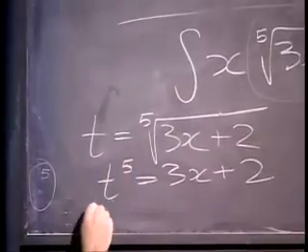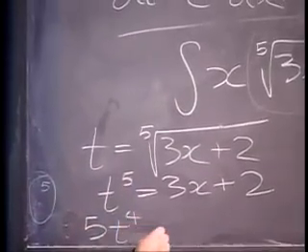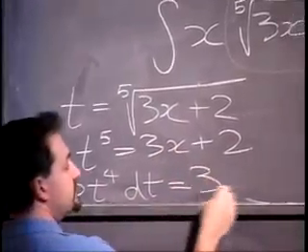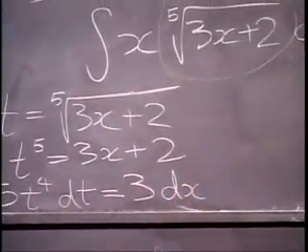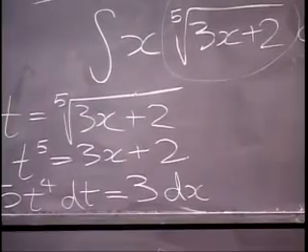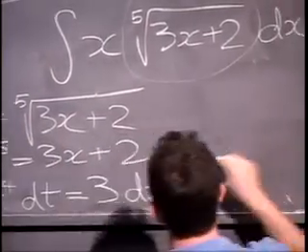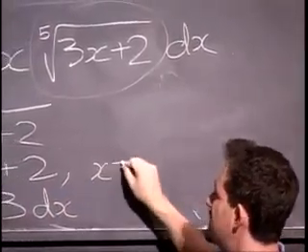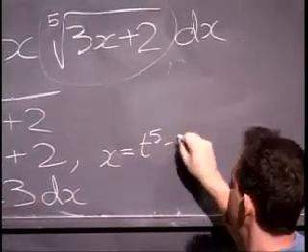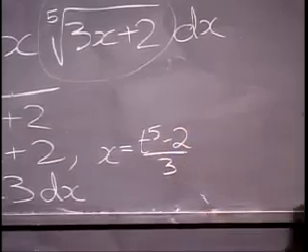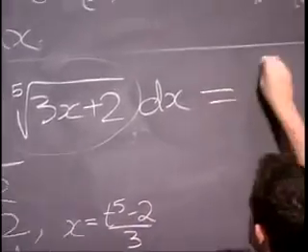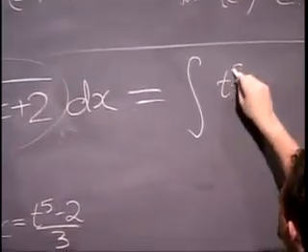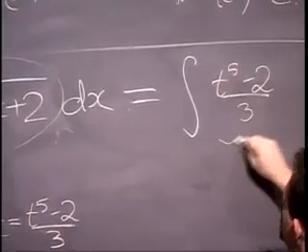The derivative of t to the 5 is 5t to the 4th dt. And the derivative of 3x plus 2 is 3 dx. That's actually allowed. So if you do this, let's just make x the subject. Let's solve for x here. And you get x equals t to the 5 minus 2 over 3. So all up, this x is this quantity, t to the 5 minus 2 over 3.